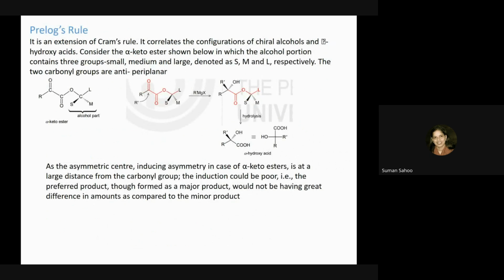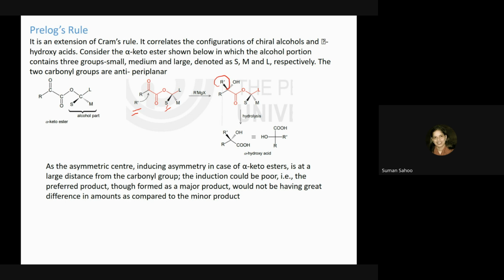There is another extension of Cram's rule, mostly in the case of an alpha keto ester, whenever a nucleophile attacks this carbonyl carbon, that is the alpha carbonyl carbon of the alpha keto ester. In that case, the nucleophile attacks from the side where the small group is present. You can see the small group is off the plane. That means the R dash would attack from off the plane only. So it is going off the plane, that means the configuration where the R dash group is off the plane, the solid wedge structure.